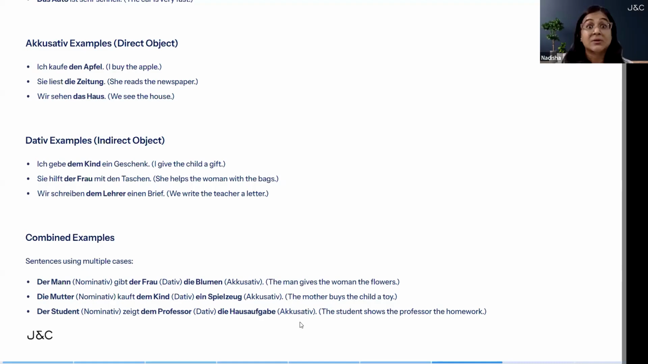Always remember the table, der, die, das, die, den, die, das, die. And always remember nominative, accusative, and dative are either a noun or a pronoun. They are cases, okay? Either a noun or a pronoun. Don't confuse them with adjectives, adverbs, verbs, okay? They are either a noun or a pronoun.